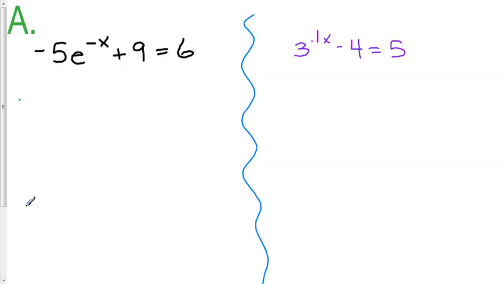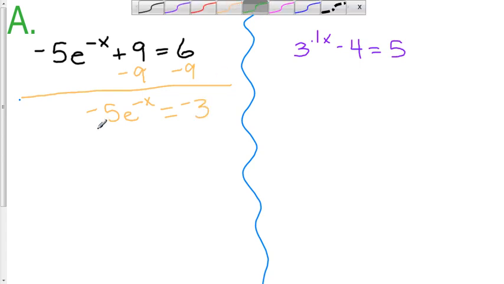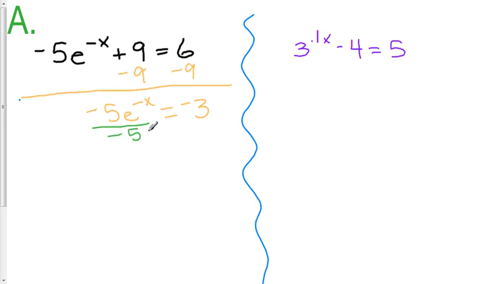And so these first ones here, we are trying to solve the equation for x. In this first one, first thing you would need to do is subtract 9. And you would be left with negative 5e to the negative x equals negative 3. Second, you would want to get rid of the negative 5 by dividing by negative 5, and you would be left with e to the negative x equals 3/5.